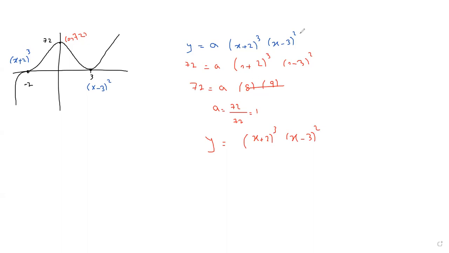Now let's do another example. The graph is given and you need to find the equation of the graph. So this is the graph. It will look like this. The zeros are negative 2 and 1, and you have a y-intercept of negative 2.